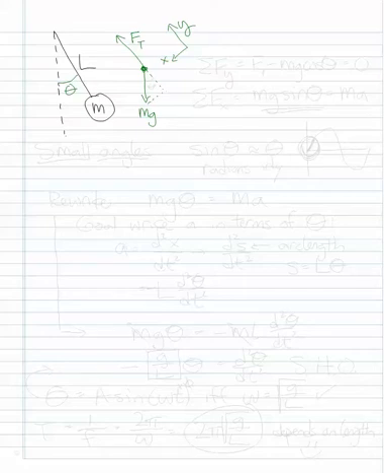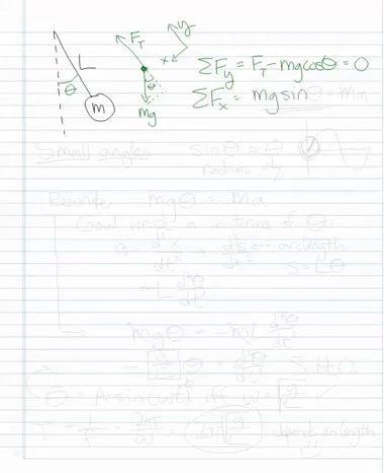And so the sum of the forces in the y direction, we'll start there, that's equal to the force of tension minus mg cosine theta, where this angle here is theta. And that's going to be equal to 0. The acceleration in the x direction is simply mg sine theta, and that's equal to ma.